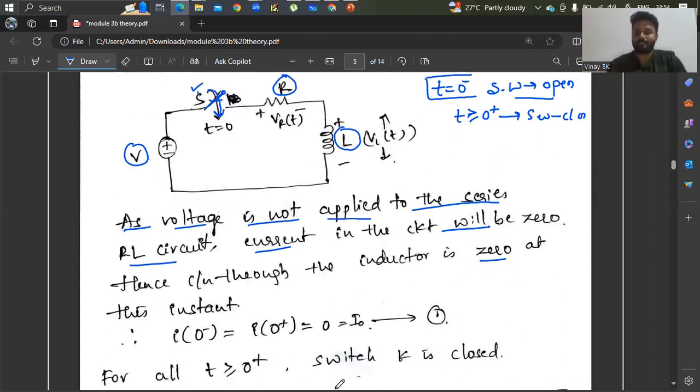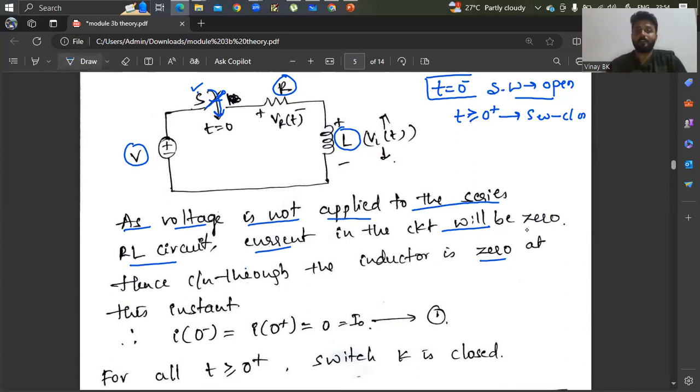as we already explained in our previous video. In the case of an inductor, the current flowing through the inductor cannot change instantaneously, so I of 0 minus is the same as I of 0 plus, that is nothing but 0. And I already defined the initial current; when t equals to 0 minus, I naught is flowing, so I am writing this as I naught. I am giving this as equation number 1.